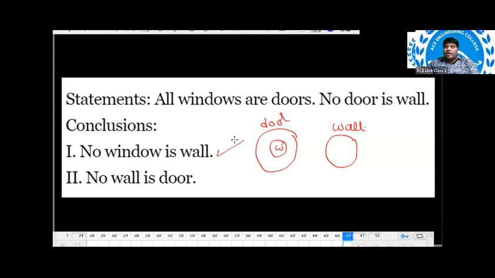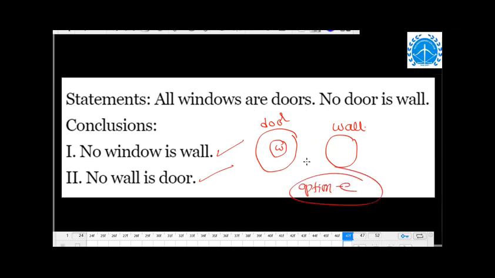Right answer, because this wall does not enter into the door. How can it enter into the window? Impossible. So it is right. Yes, sir. So the last one, no wall is a door. That is also correct. So the first one is also right, the second one is also right. Then option E, both 1 and 2. Okay?